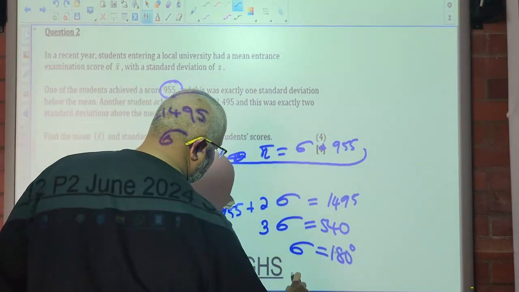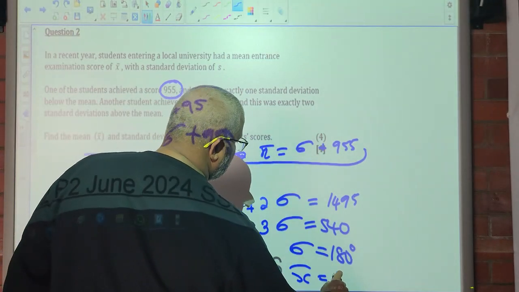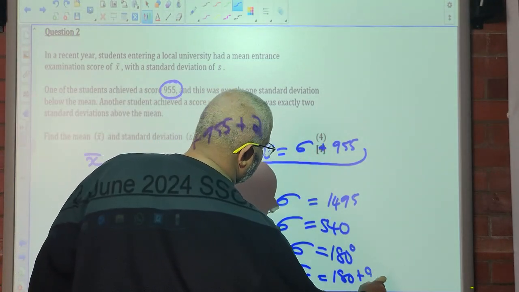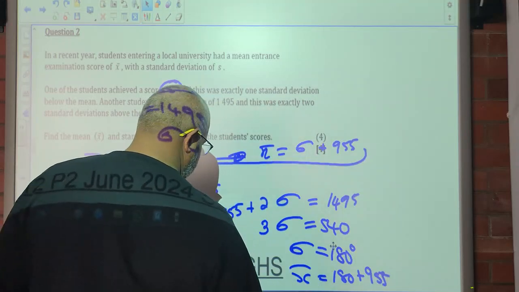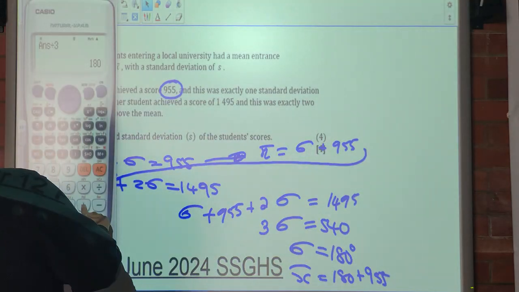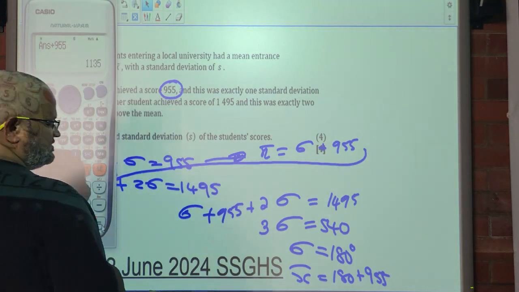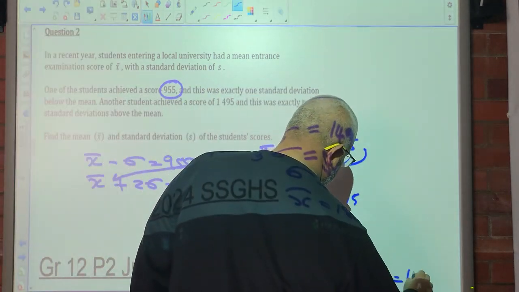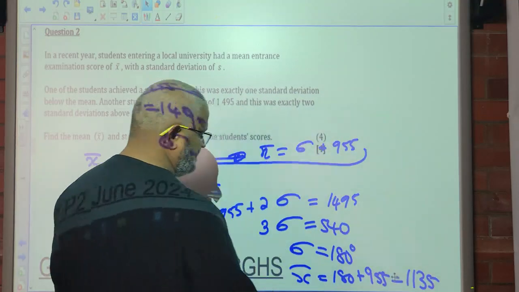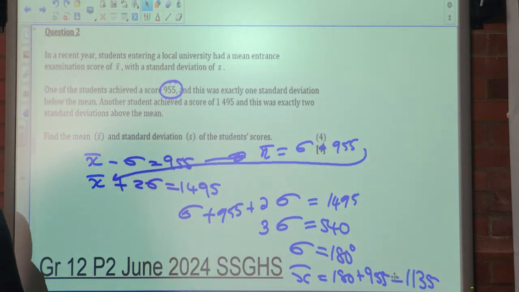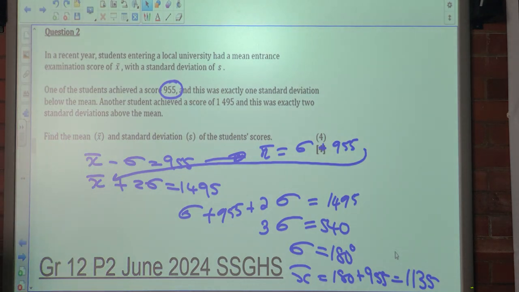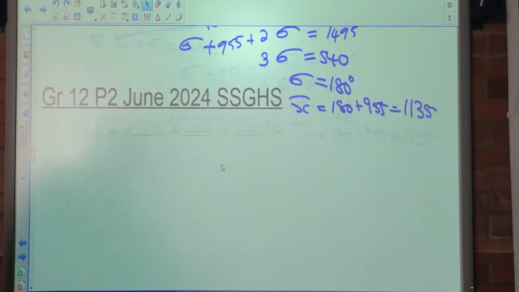And then your mean is going to be 180 plus 955. That gives me 1,135. Okay, so the mean is 1,135 and your standard deviation is 180. Okay. Let's look at the next question.